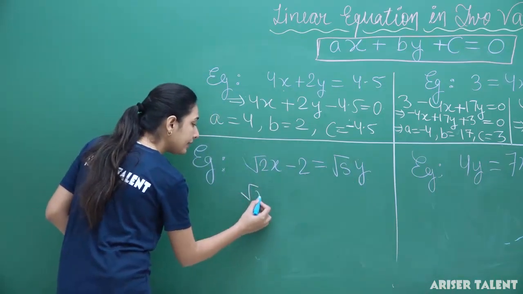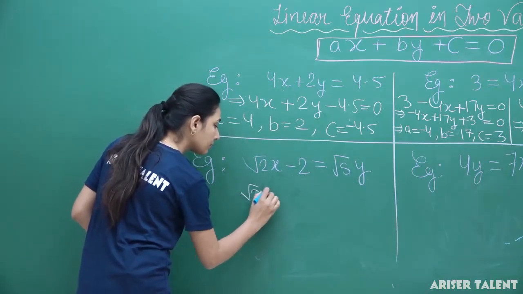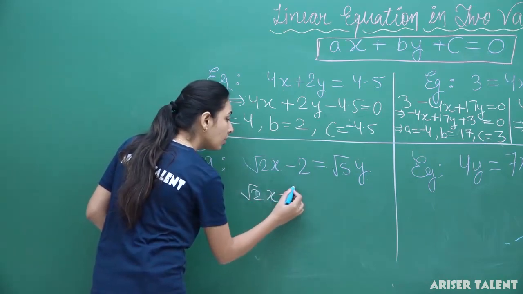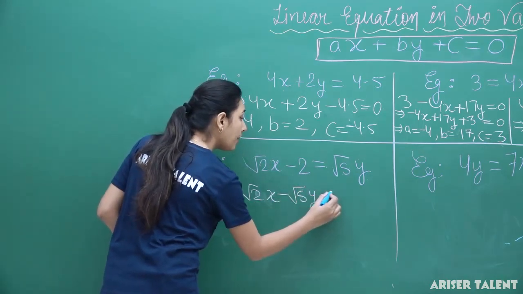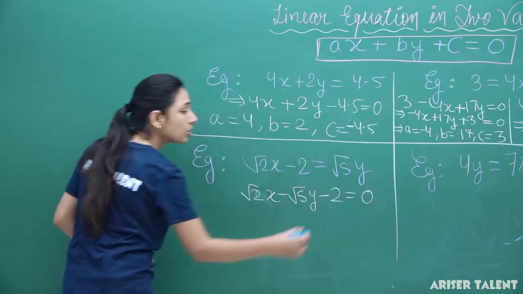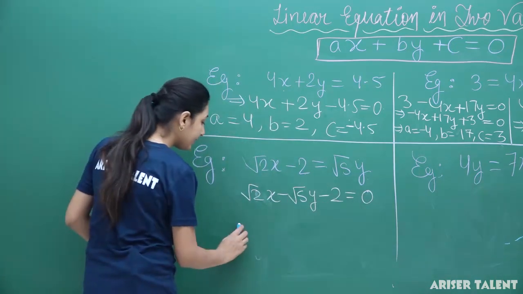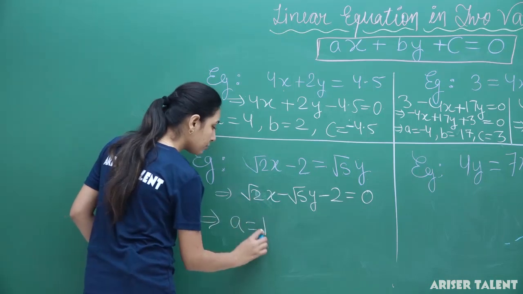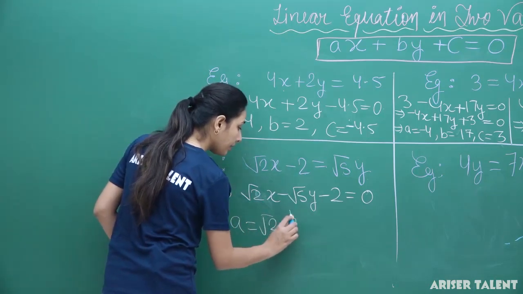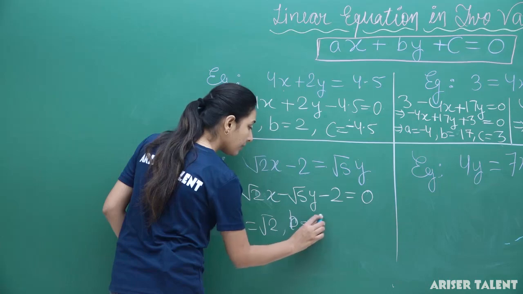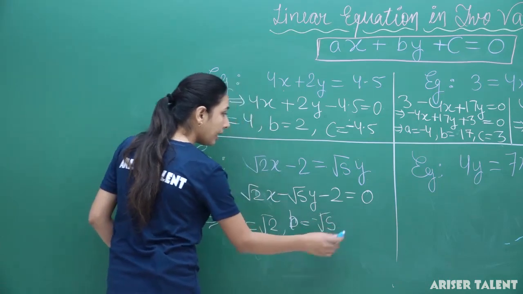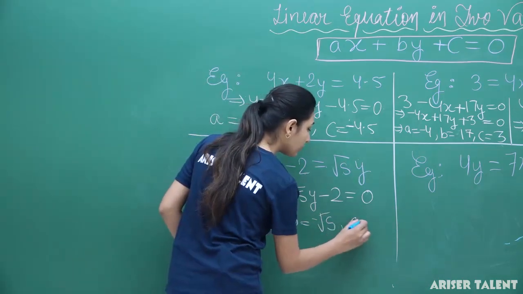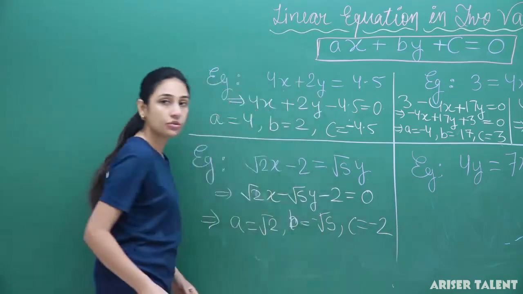So if I talk about this, I can write it here, minus root 5y minus 2 equals to 0. From here I can write that a equals root 2, b equals minus root 5, and c equals minus 2.